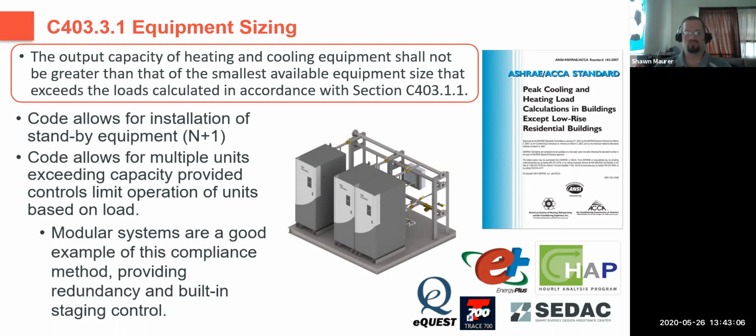You can have multiple units that exceed the energy load calculations for your building, provided there are controls that limit the operation of those units to match the heating and cooling load in the building. A good example of that is modular systems that have built-in controls. It's very popular now to have modular boilers in buildings. Modular chillers are kind of growing in the industry. But again, they have those built-in staging controls that allow your output of that system to match your sizing requirements.